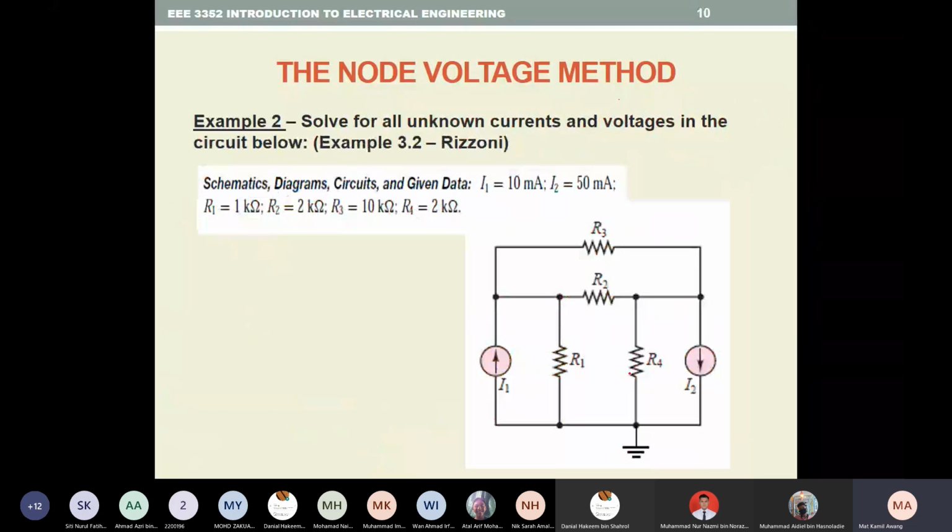Okay, now example number 2. Solve for all unknown currents and voltages in the circuit. This is example 3.2 in Rizzoni. From the schematic diagram given, the data is that I1 is 10 milliamps, I2 is 50 milliamps, R1 is equal to 1 kilo ohm, R2 is 2 kilo ohm, R3 is 10 kilo ohm, and R4 equal to 2 kilo ohm. So these are the values.